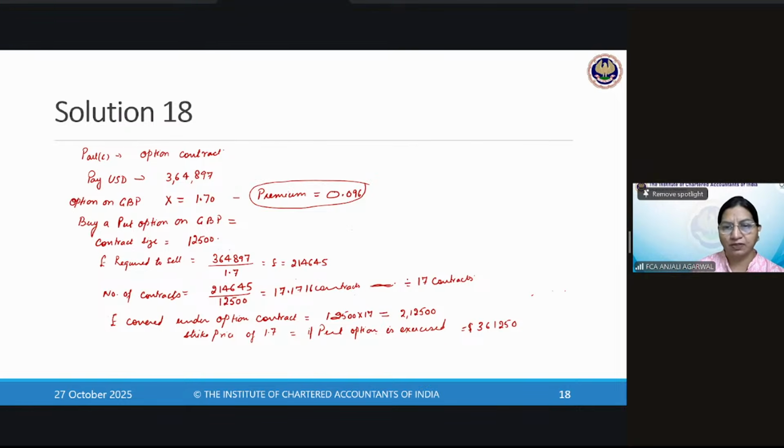So 2,12,500 multiplied by 0.096. Option premium would be 20,400. Okay.